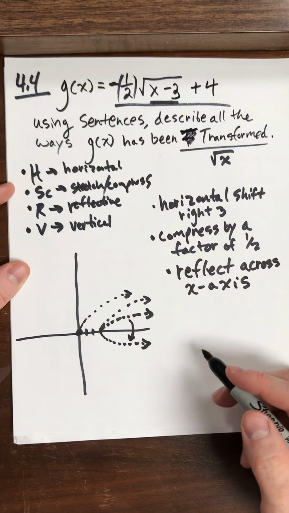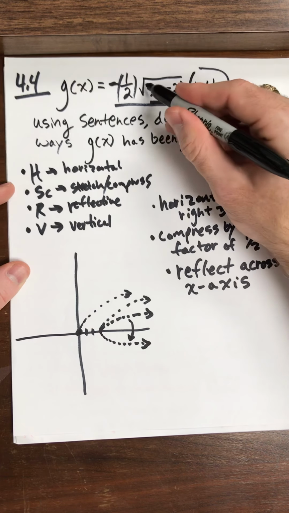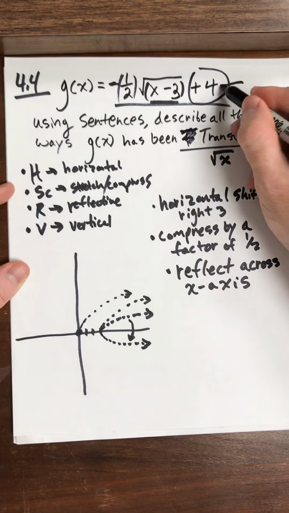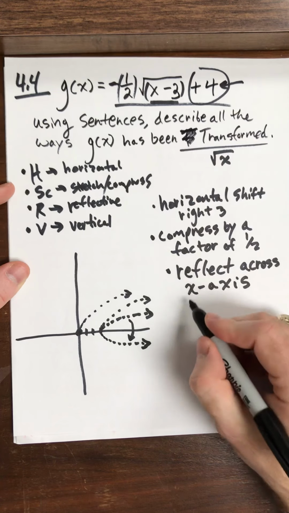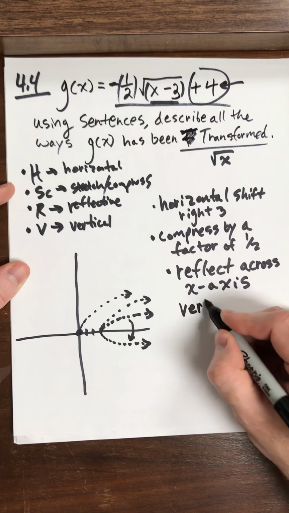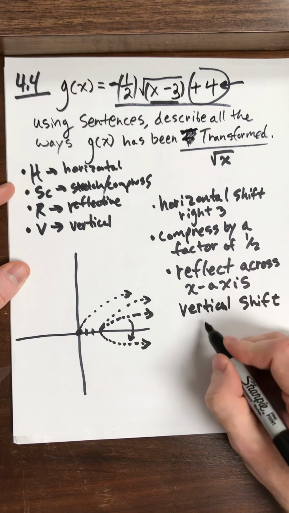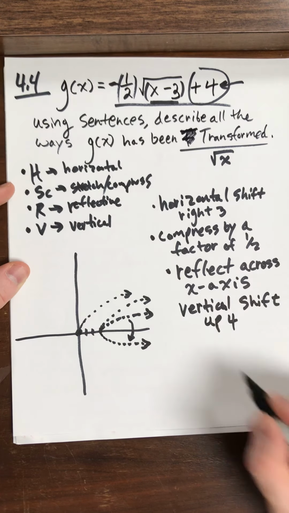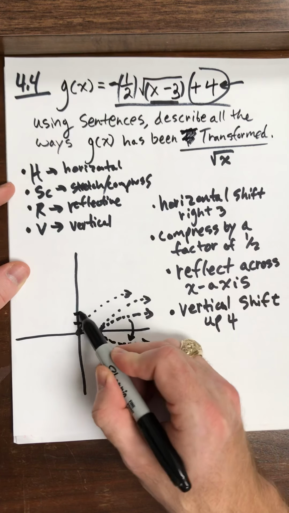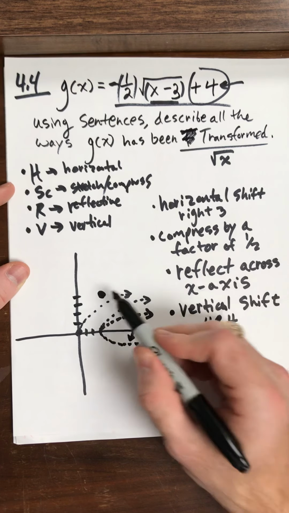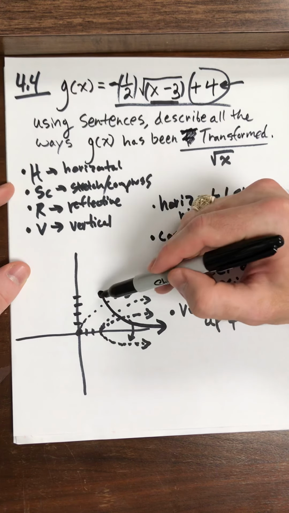The last one is the vertical. So the vertical shift, the number out here, it's outside of my function. This tells me what? Plus tells me to go up, minus tells me to go down. So I'm going to vertically shift up 4. So I vertically shift up 4. So I'm going to take this and I'm going to shift it up. 1, 2, 3, 4. So I shift it up. So my final function kind of looks like this, okay?